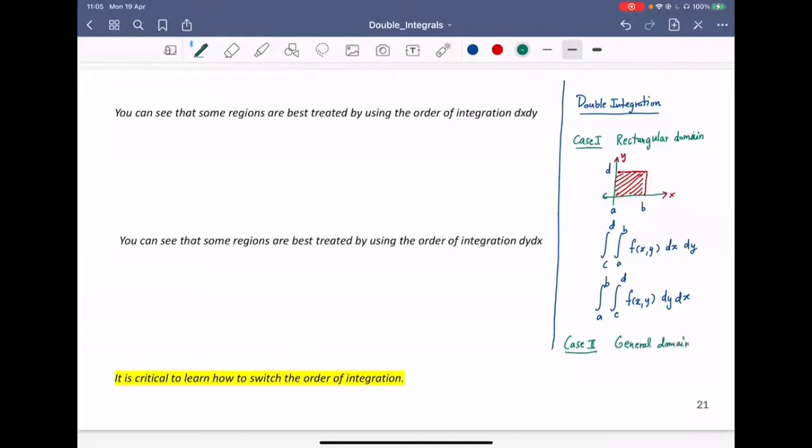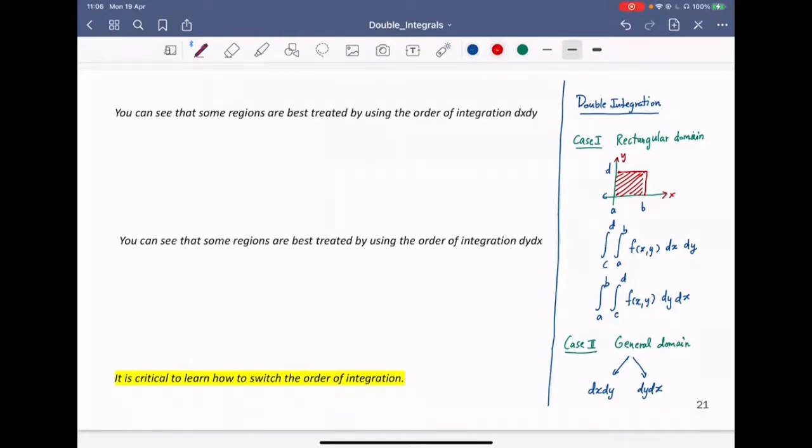In the case of a general domain, you need to pick the order of integration first. You have two ways to do it. You can pick dx dy or dy dx. It depends on the picture or the domain that you want to integrate with respect to. Sometimes it's going to be easier to do dx dy. Sometimes it is going to be easier to do dy dx.